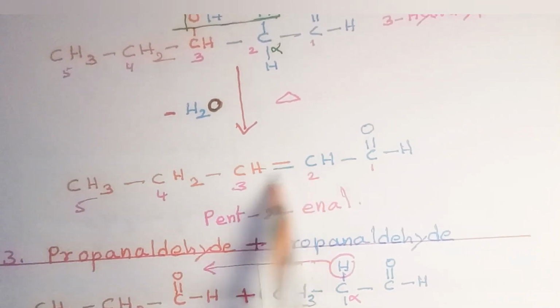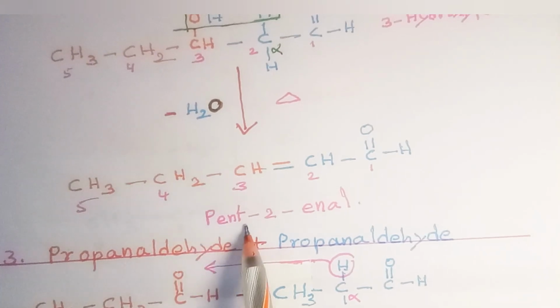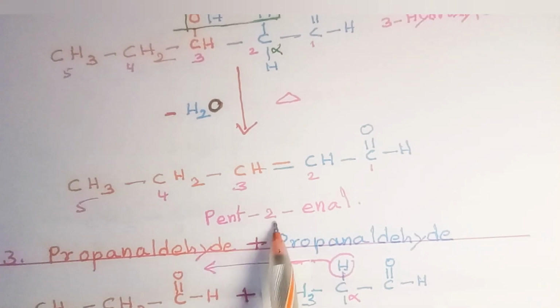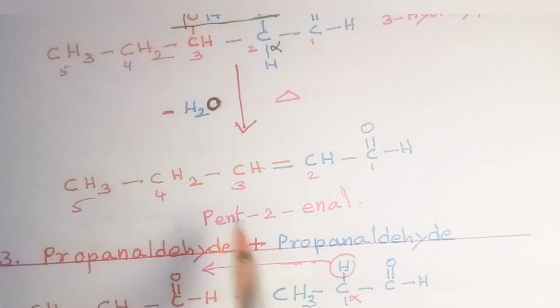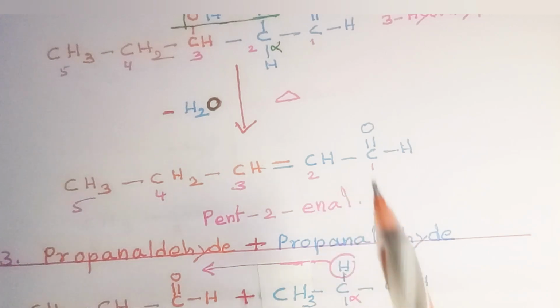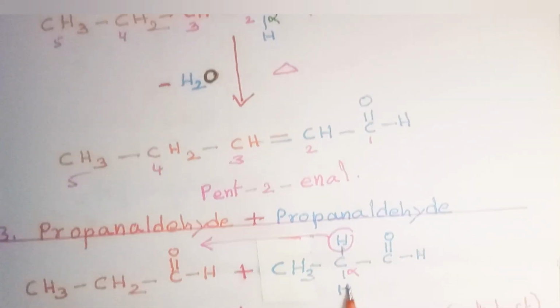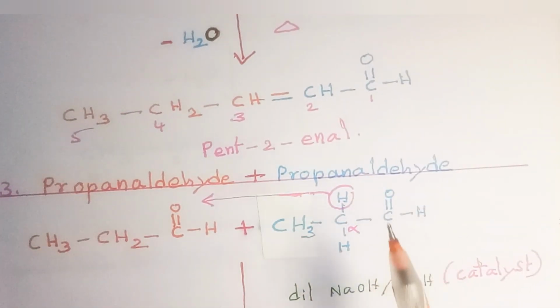This product has 5 carbon atoms altogether, and there is a double bond between the second and third carbon. So it is called pent-2-enal. Pent-2-enal is the aldol condensation product when propanaldehyde combines with acetaldehyde. Now let's see what happens when propanaldehyde combines with propanaldehyde itself.